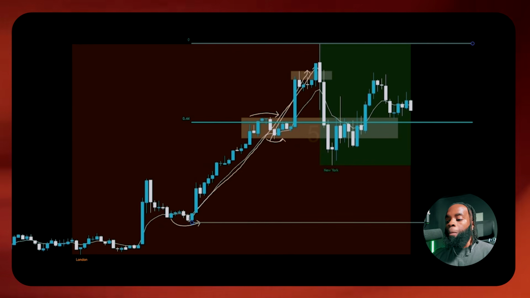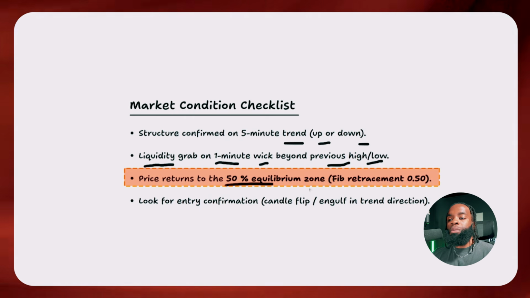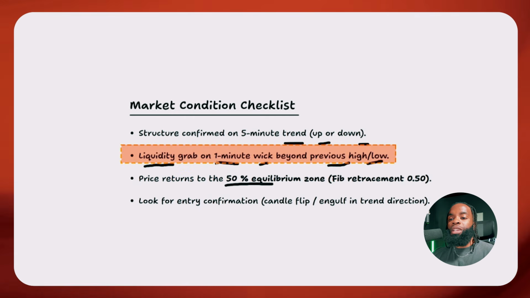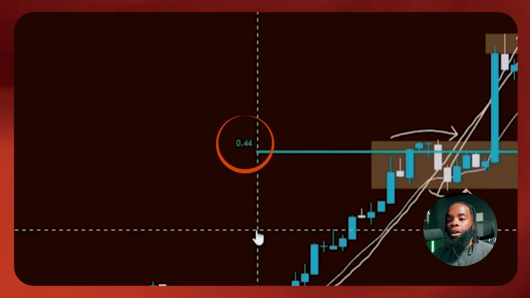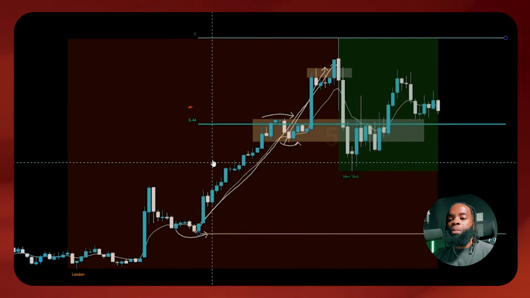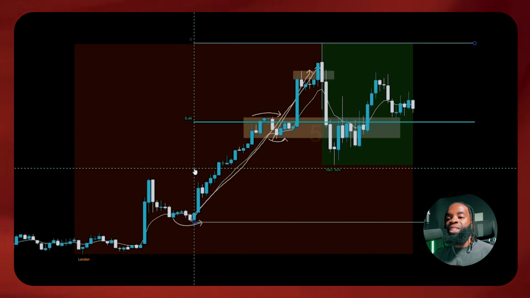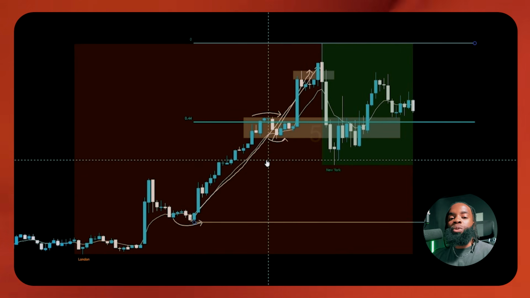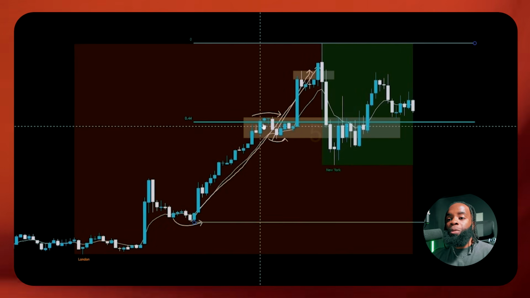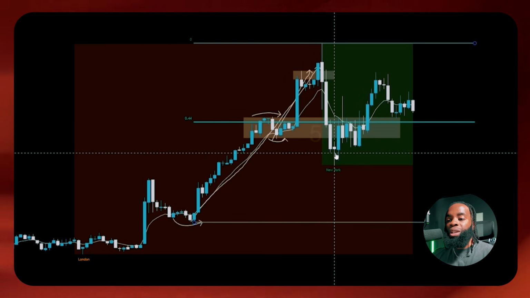Going back to our market conditions, we now wait on price to return to the 50% equilibrium zone. Remember, liquidity grab on a 1-minute wick beyond. This is what we're going to be looking for below the 44% mark. So anything below the 44% mark, whether this is a supply, demand, a major key level, support, resistance, fair value gaps, or POI levels, that is what you guys want to pay attention to. The moment we seen that, this was it right here, we got the sweep of the liquidity.